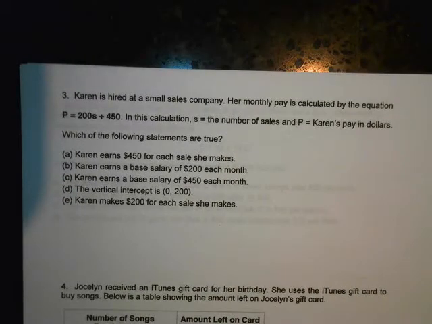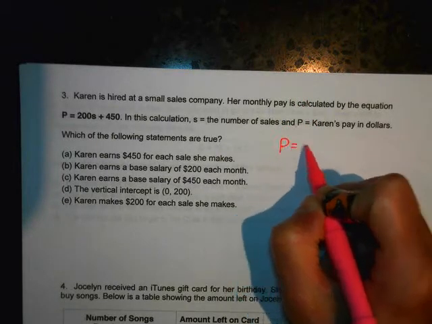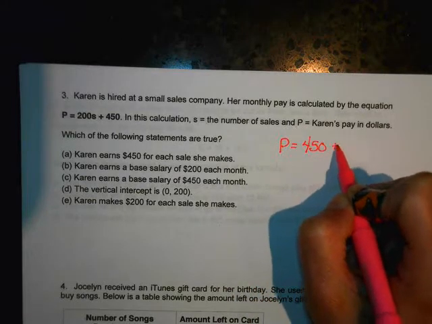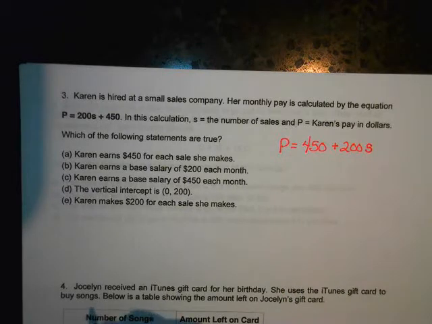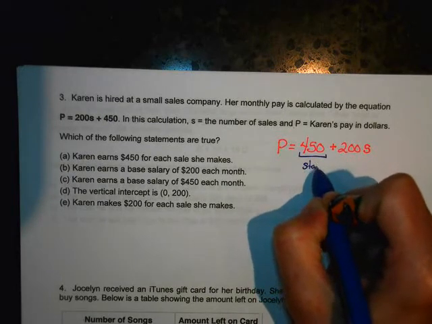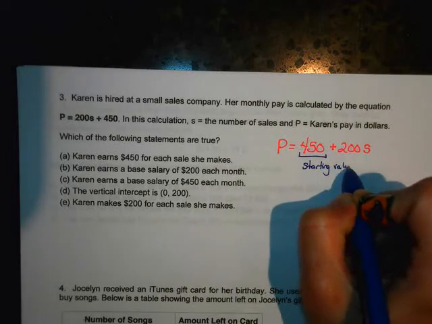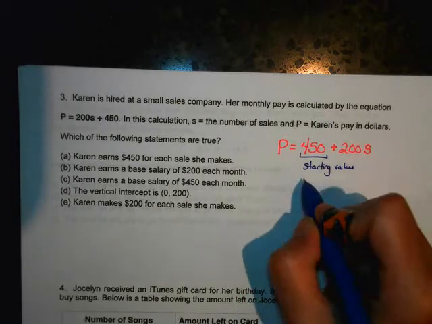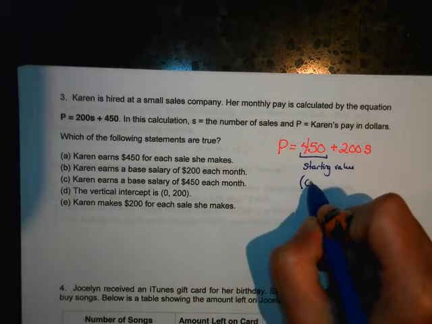All right, let's try another one. Karen is hired at a small sales company. Her monthly pay is calculated by this equation. So it's very similar. This would be cool if you stopped the video and tried this one, right? This is pretty similar to the one we just did. I always like writing the value that we start with plus the change. Before I even look at the choices, I'm going to say this is the starting value. So no matter what, she starts off with 450 and then it increases by 200 for every sale she makes. The starting value is your vertical intercept. So here's my vertical intercept. They're the same thing.